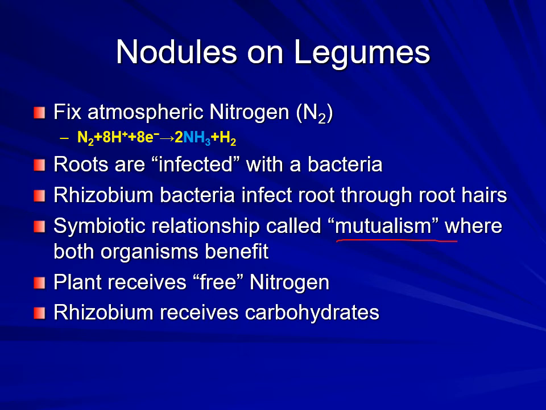So the bacteria give their services and give their excess ammonium to the plant, and the plant in return exchanges sugar, or carbohydrates, to the bacteria, so they have a nice place to live.